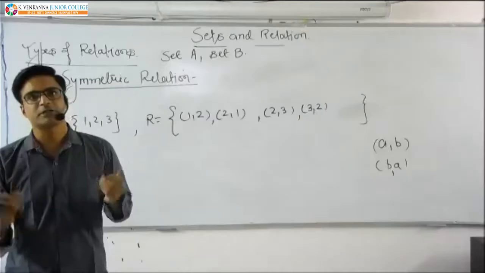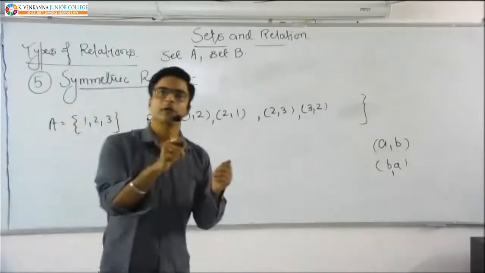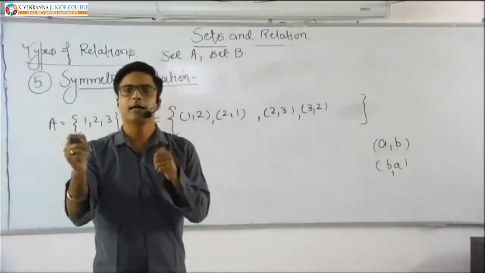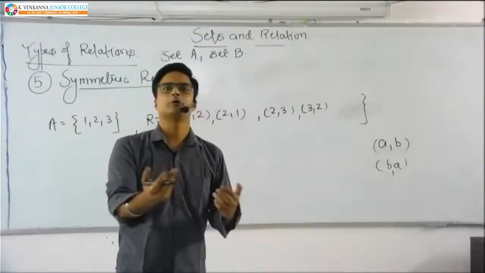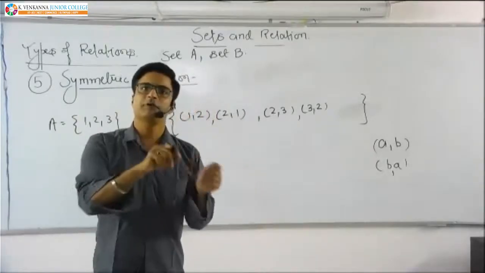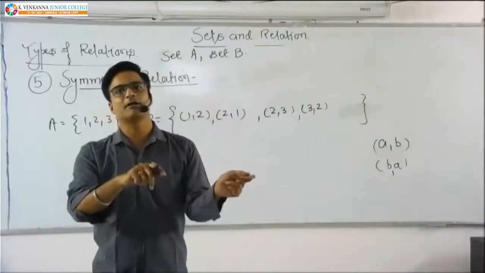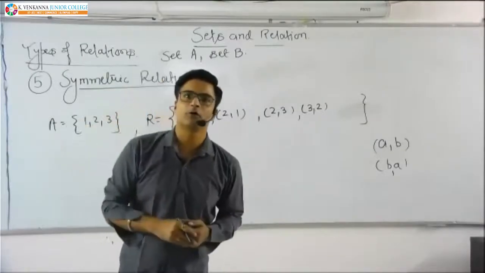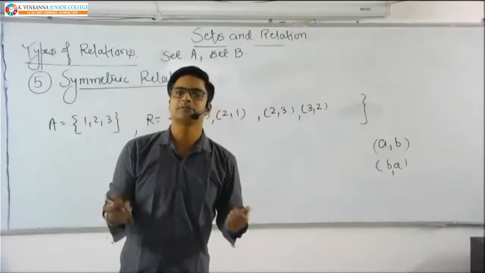Do you understand this? If A comma B, then B comma A must also be there. If A comma B is not there, then we don't need to talk about B comma A. Do you understand this?